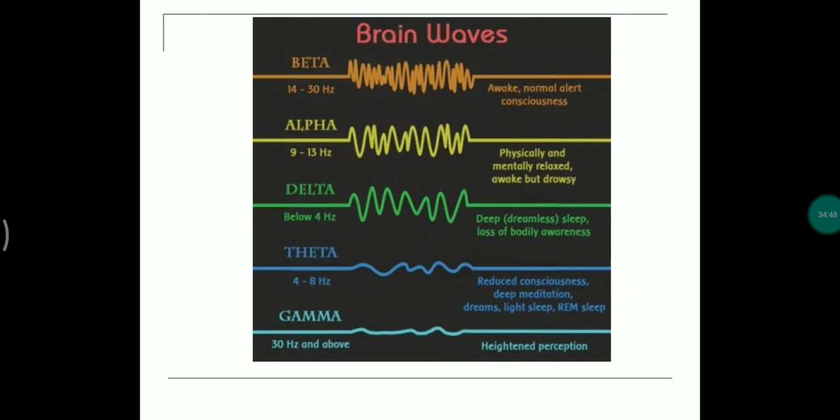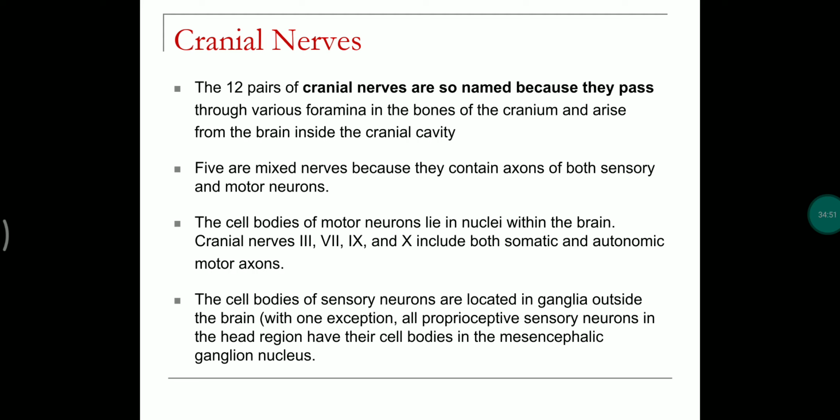And coming to the cranial nerves. In our brain, there are in total 12 pairs of cranial nerves, whereas spinal nerves are 31. They are called cranial nerves because they pass through the foramina of the cranium. There are five mixed nerves and motor nerves. The motor nerves include 3, 7, 9, and 10, and the remaining are sensory nerves, whose ganglia are the nuclei present in the brain.